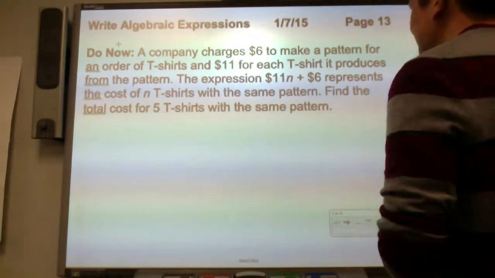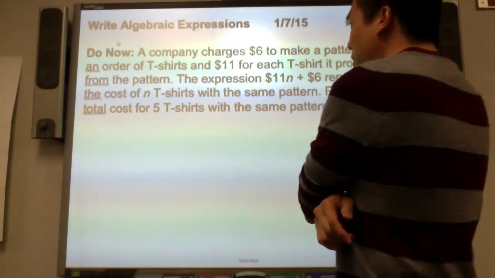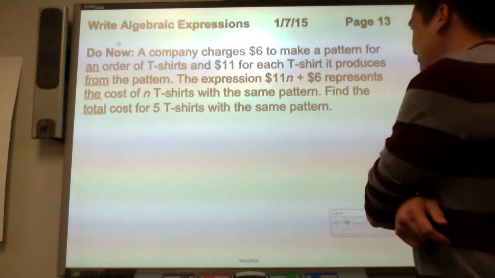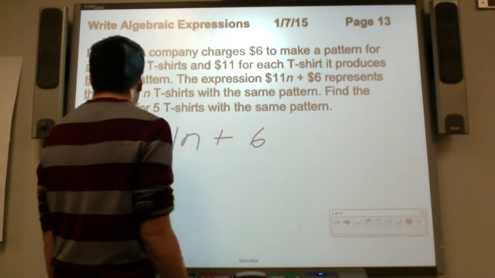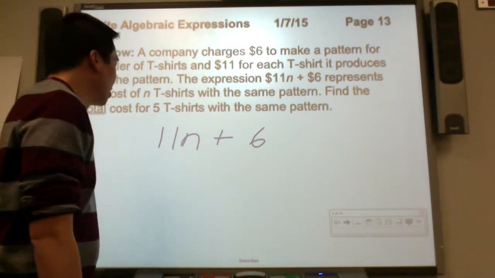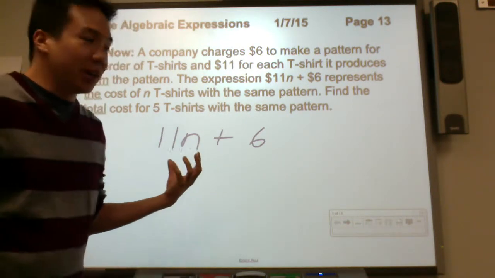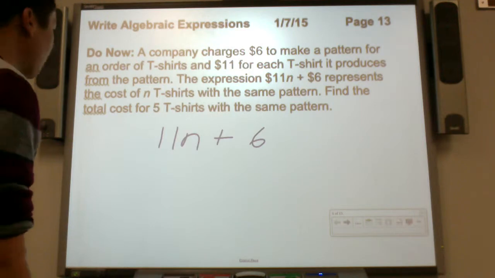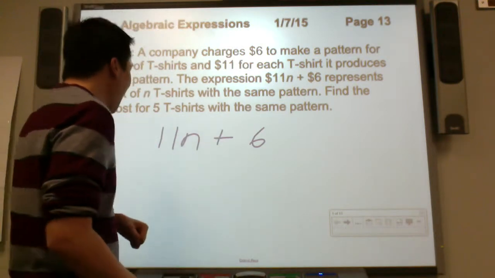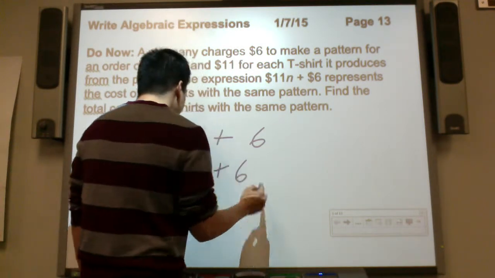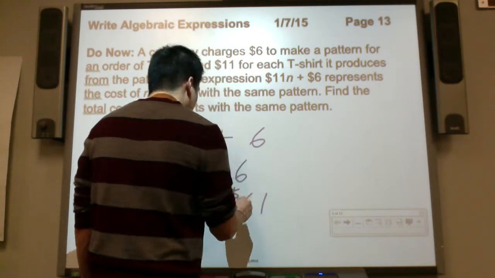A company charges $6 to make a pattern for an order of T-shirts and $11 for each T-shirt it produces from the pattern. The algebraic expression 11n plus 6 represents the cost of n T-shirts. So the n, this variable or symbol, represents the number of T-shirts they print up. We need to find the total cost for 5 T-shirts. So I would like you to substitute, replace this letter n with 5. What is 11 groups of 5? 55 plus 6 is $61. That is the total cost.